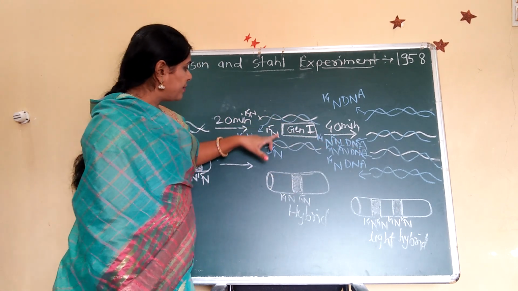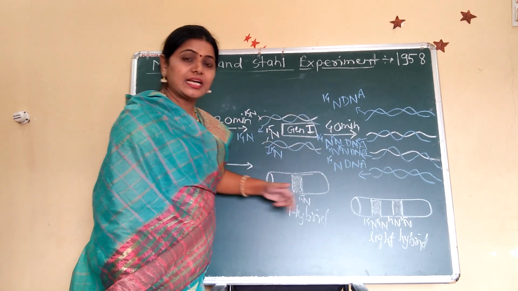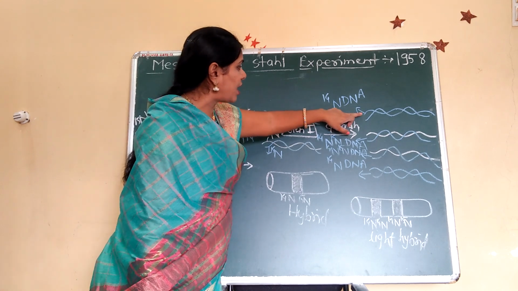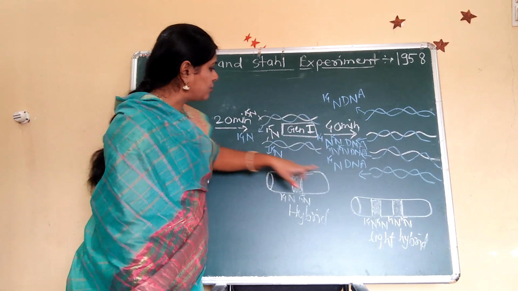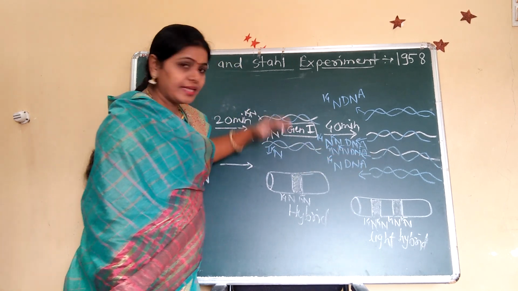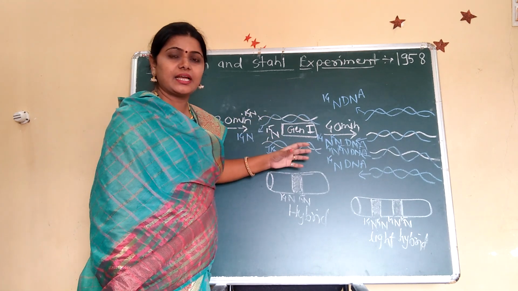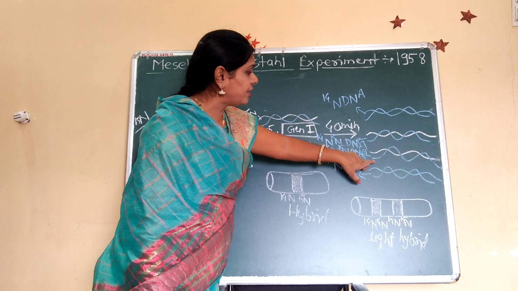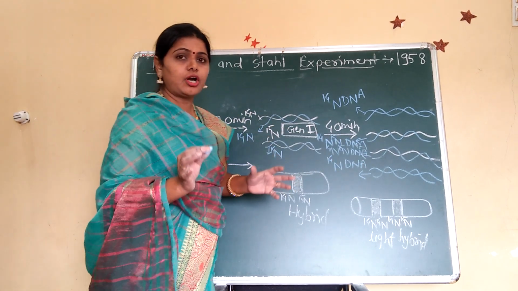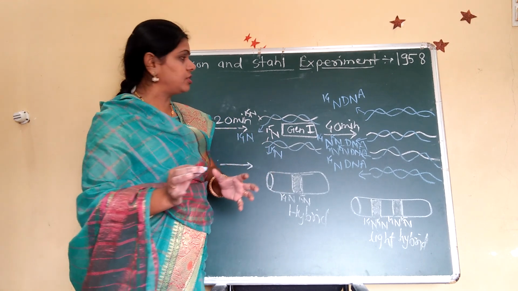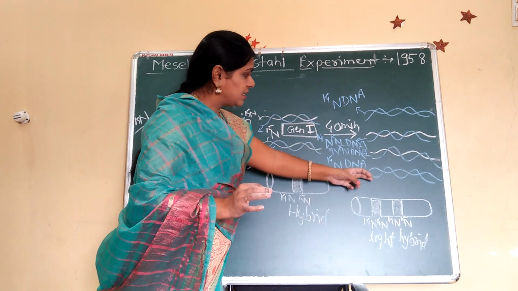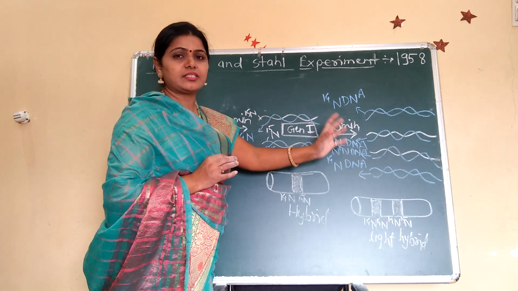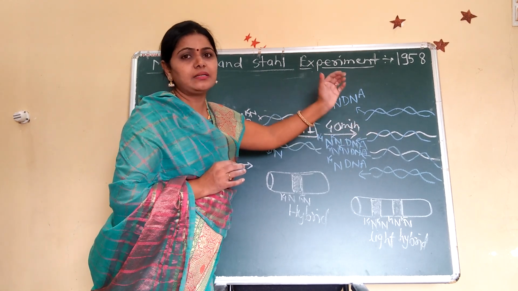In the next generation, the bands were written separately, and then cultured in N14. This band was written here, this one below, and this one in the middle. These bacterial DNA are cultured in N14 medium, so every DNA strand that is newly made is N14, which I have shown in blue, the light isotope of nitrogen, the normal isotope of nitrogen. This proves that DNA replication is semi-conservative; semi means half of the DNA strand is consumed into the daughter DNA molecule.